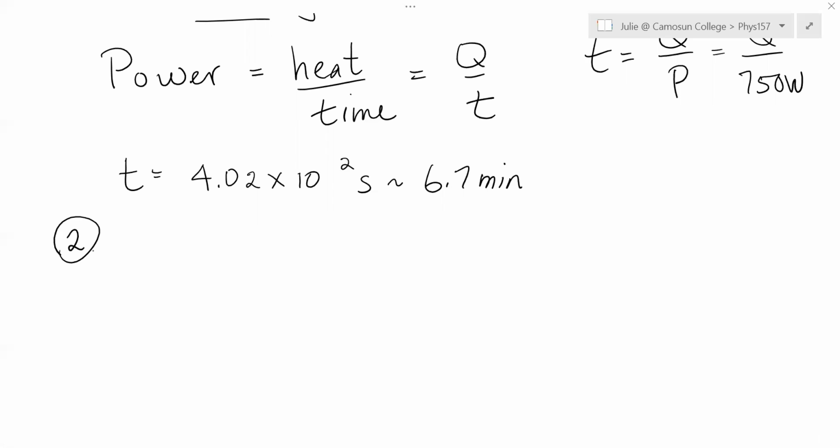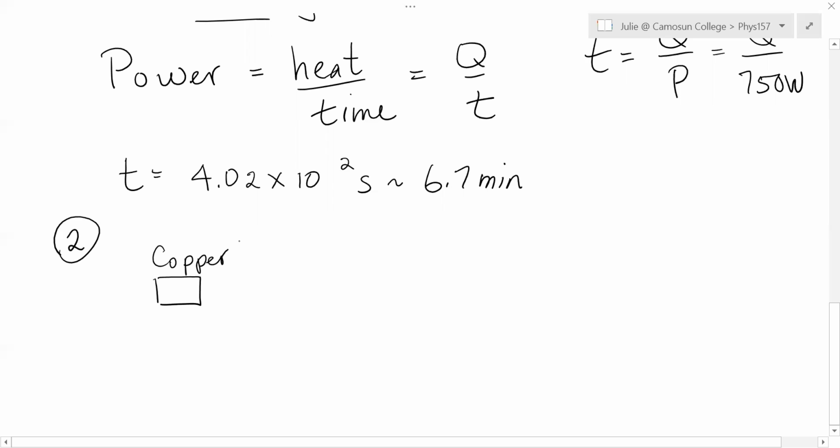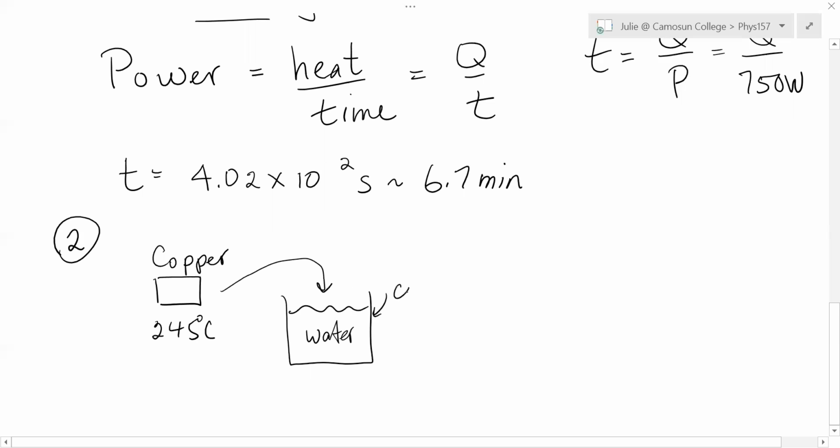So for these kinds of questions, I like to draw a little picture. So you've got this copper, and it's at 245 degrees Celsius. It's hot. It's been in some oven or something. And now you're going to put it into this cup where there's water. And if they give you the mass of the cup, then you have to worry about the heat that the cup will absorb. If you're not given the mass of the cup, then you don't have to worry about it.